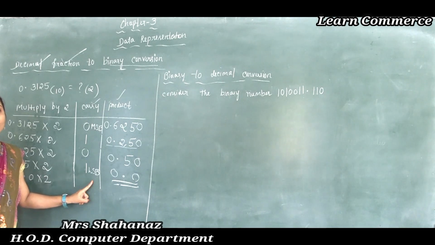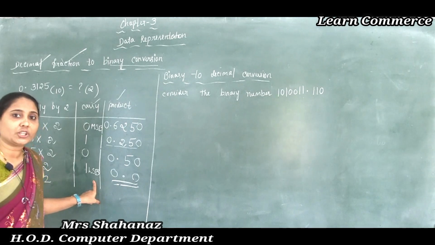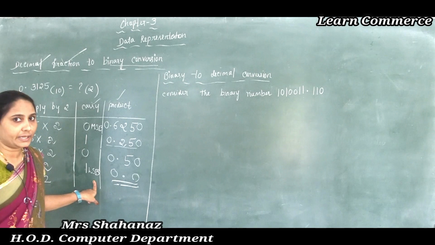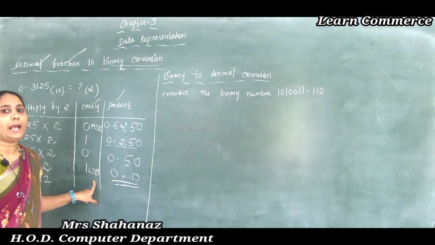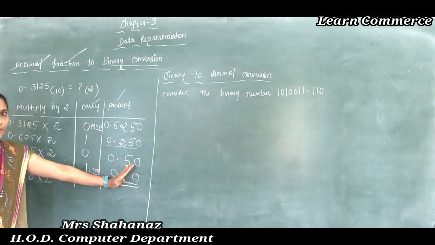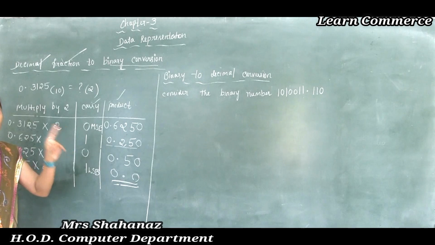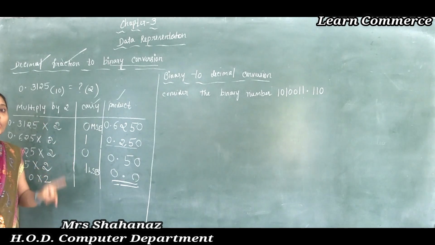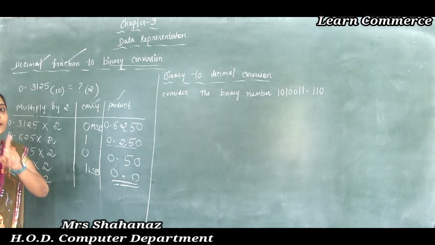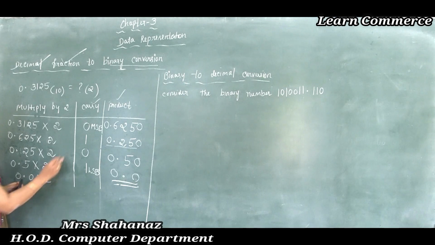And we know how to write the result of the decimal fraction to binary conversion. The result needs to be written from left to right, that is, from MSB to LSB. The leftmost bit is the MSB, and the rightmost bit is the LSB. Clear this point? So now we need to write the result.